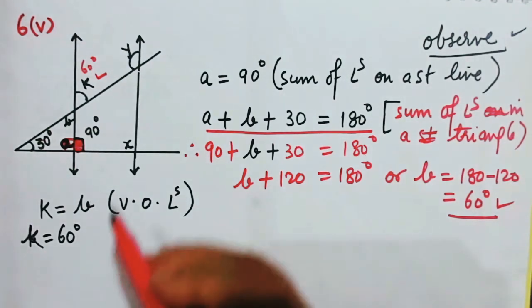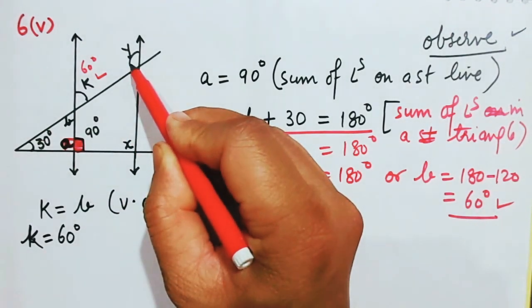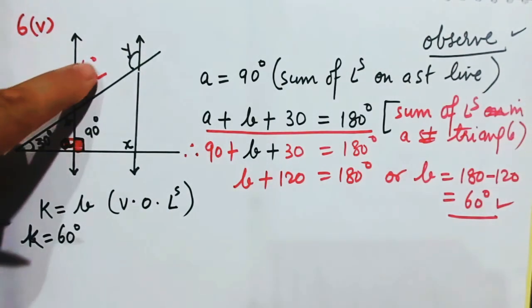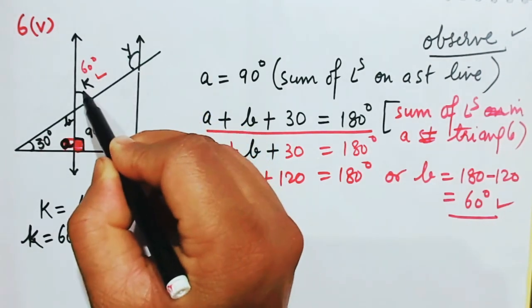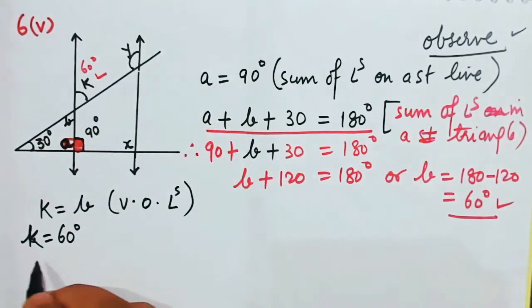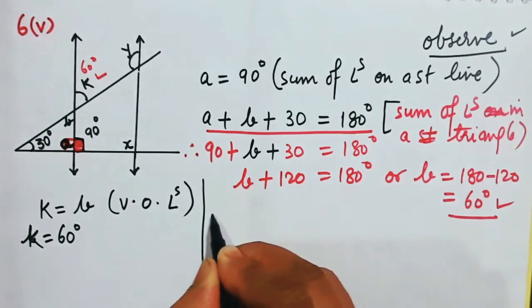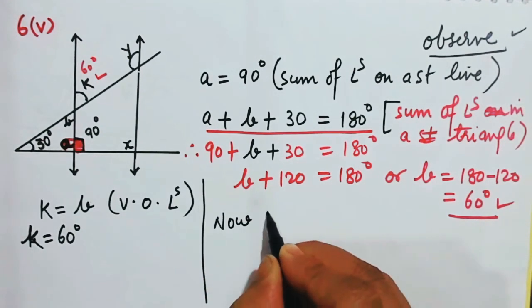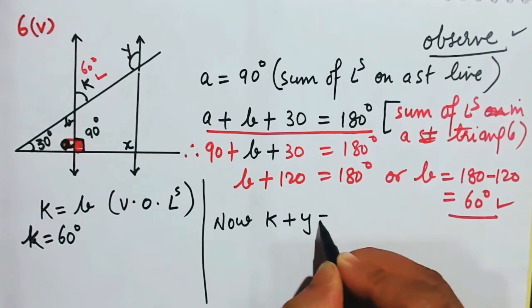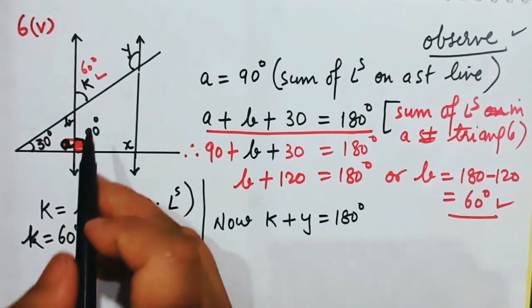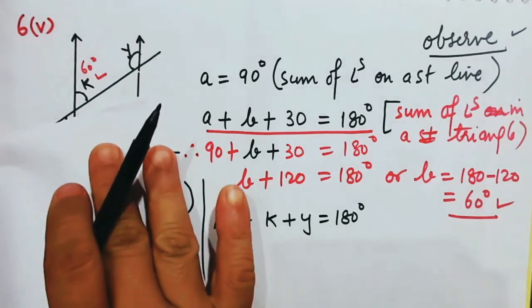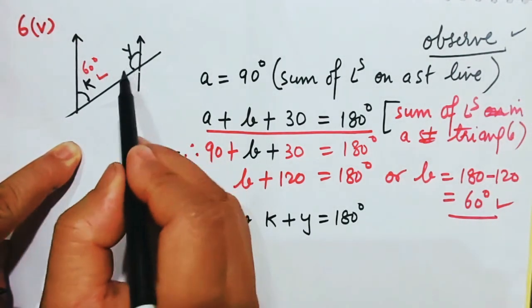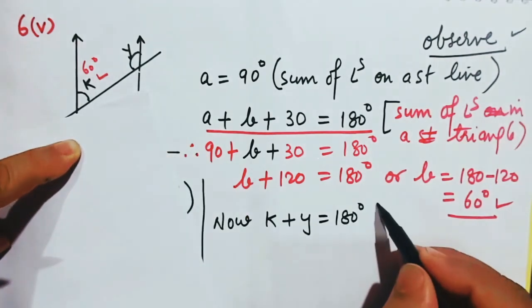Okay, let us find the value of Y. Now, my dear, how to find the value of Y? K plus Y is equal to 180 degrees. Why? Because, as we did earlier, if we only observe these two parallel lines, they are co-interior angles.